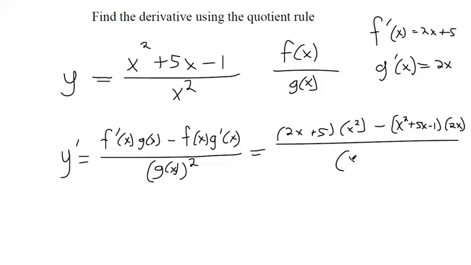So my g of x was x squared, but then that's being squared. So there's two squarings going on there. Okay, that's it. That's the derivative. It's just ugly right now. We just got to clean it up.